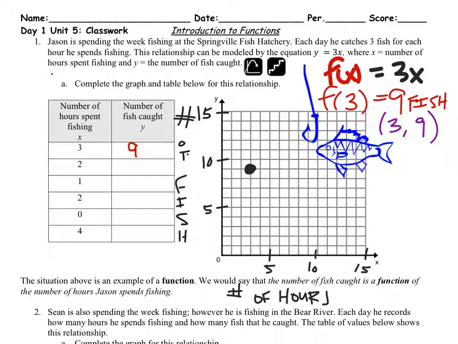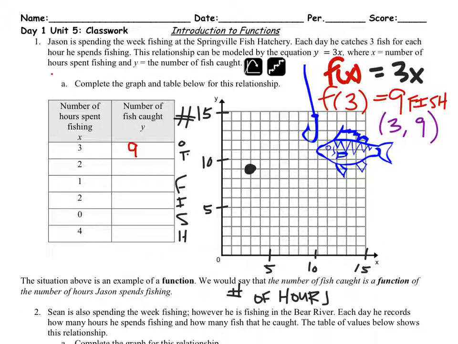So the 3 represents the 3 in front of the x. The coefficient is the slope. 3 fish every hour. So if we multiply that by 3 hours, 9 fish, okay? That's what I said 5 minutes ago.